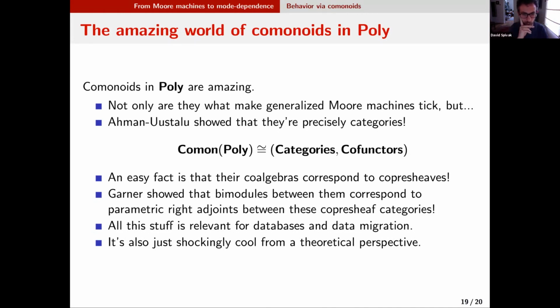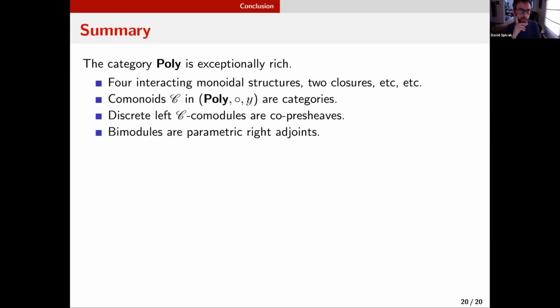So all this stuff about categories, co-presheaves, parametric right adjoints has a lot of relevance for data and data migration, but it's also just really neat to me from a theoretical perspective. So again, to summarize, poly is exceptionally rich. It's got 4 monoidal structures. It's got 2 closures, both tensor and times are closed monoidal structures.